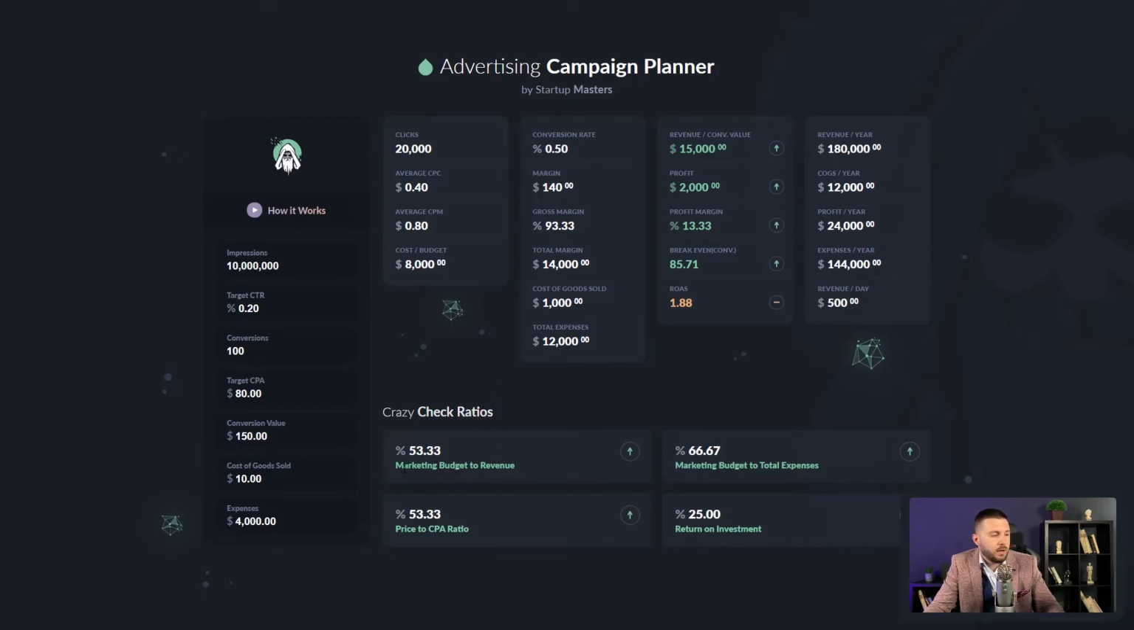Now, these crazy check ratios, though, they kind of show you if you are going too far. Let's say in this case, my marketing budget is 53% of the revenue. And my CPA, the money that I'm prepared to spend to make a sale, is 53% of the price of the product, which again means it's kind of sensible. And my marketing budget is 66% of my total expenses. That's fine. And I will get 25% return on investment on that campaign. And this is great. And I will need to hit a 1.88 return on ad spend, which is not too crazy.